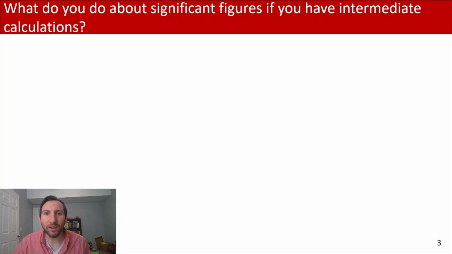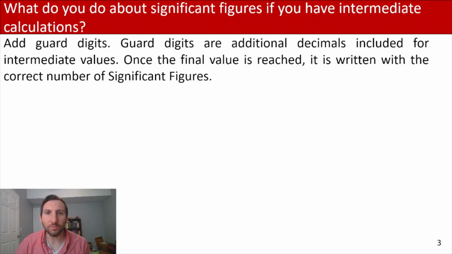And so this is where there's a new concept that comes into play when you have specific values that have significant figures, and you're not worried about the significant figures until the very end. When you have intermediate steps in your calculations, you add guard digits. And guard digits are additional decimals included for your intermediate values, so that once you reach your final value, you'll write it with the correct number of significant figures.